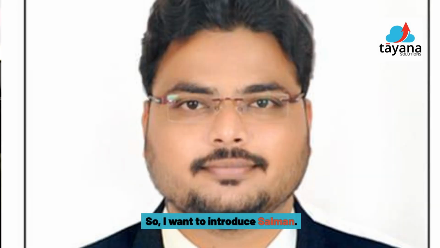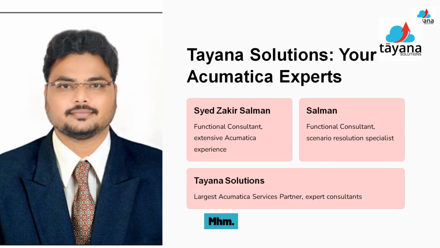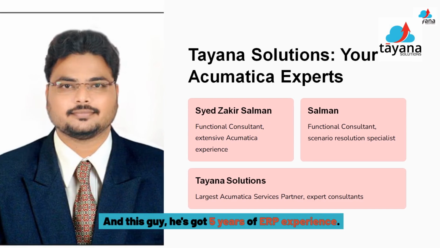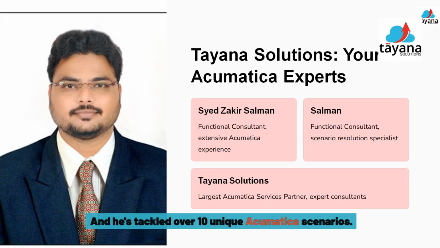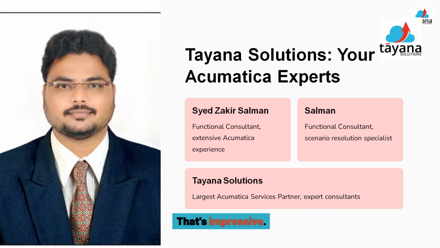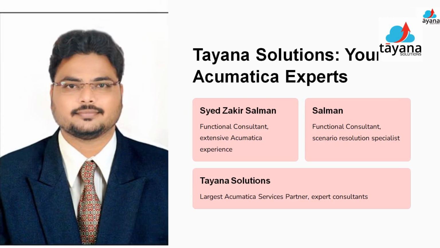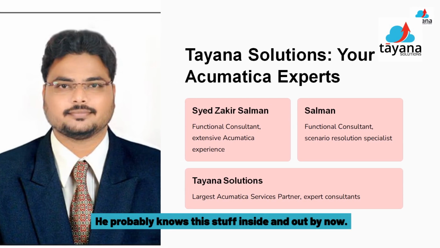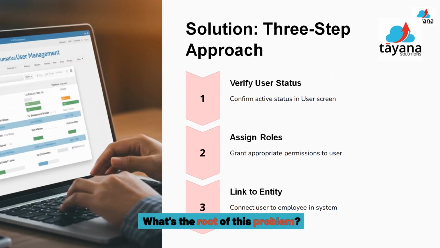So I want to introduce Salman, who is a functional consultant at Tayana Solutions. He's got 5 years of ERP experience and he's tackled over 10 unique Acumatica scenarios. That's impressive. So he's definitely seen his fair share of these user problems. Yeah, he probably knows this stuff inside and out by now. So what has Salman found? What's the root of this problem?